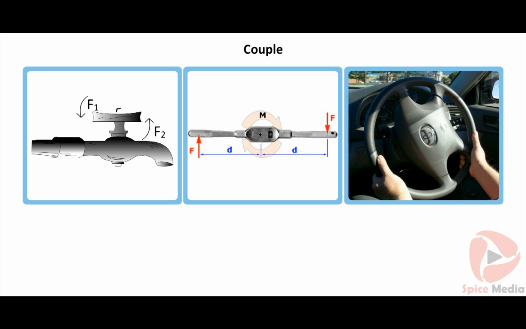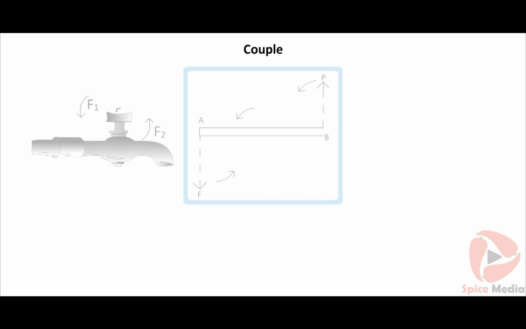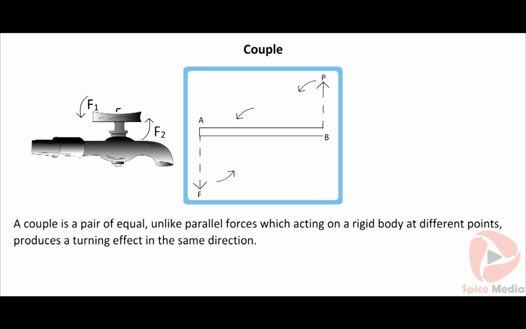The two forces are applied in opposite directions along parallel lines, so that they help each other in producing a turning effect or moment in the same direction. These two forces are equal in magnitude and do not have the same line of action. Thus, a couple is a pair of equal, unlike, parallel forces which, acting on a rigid body at different points, produces a turning effect in the same direction.